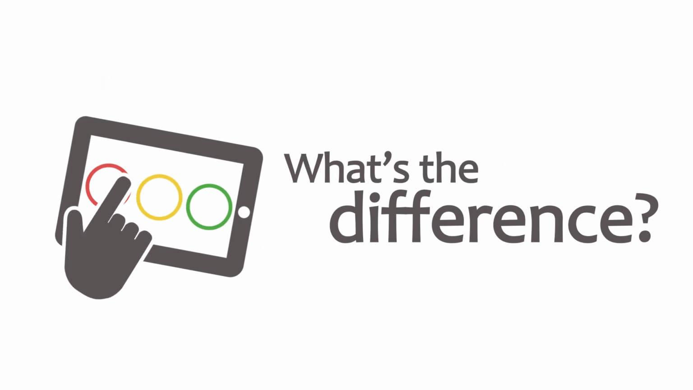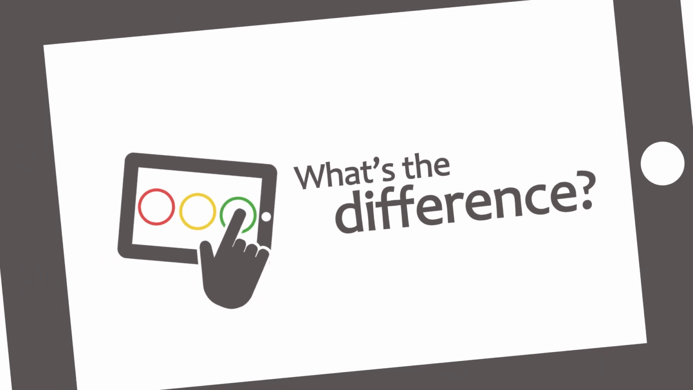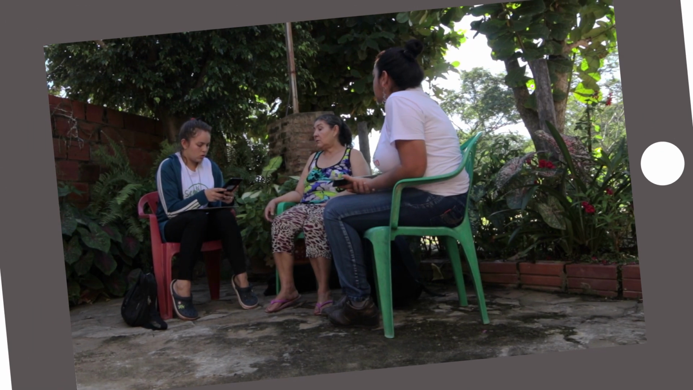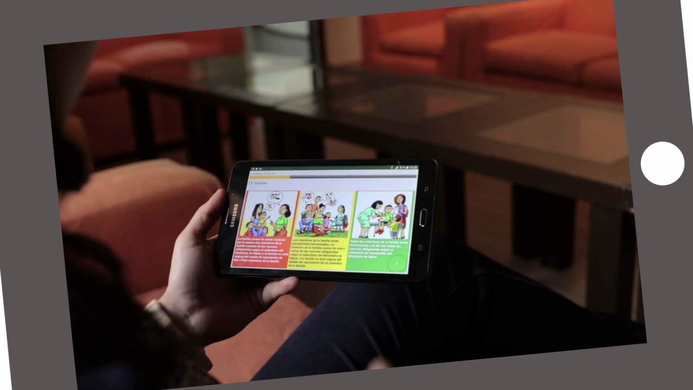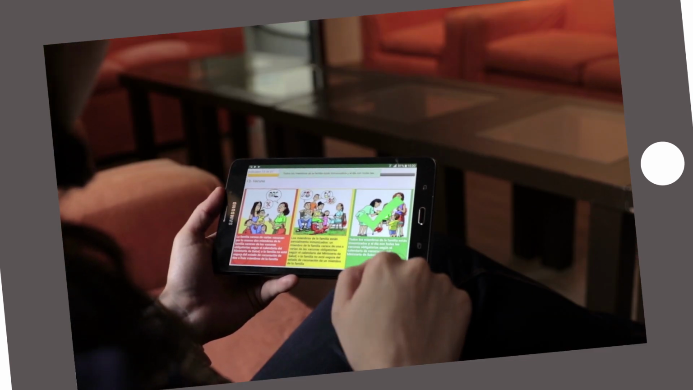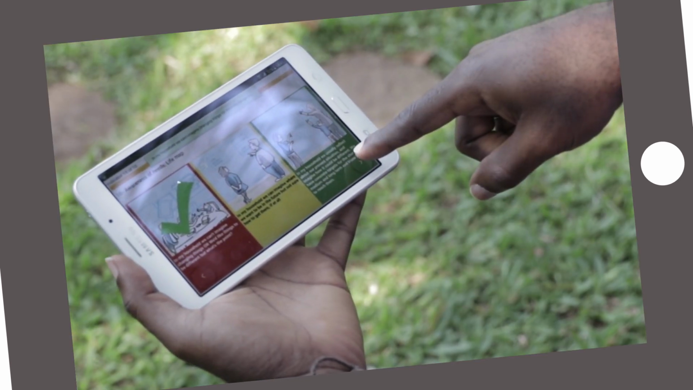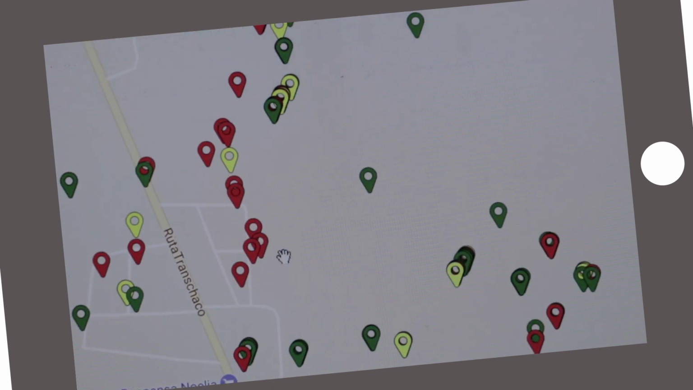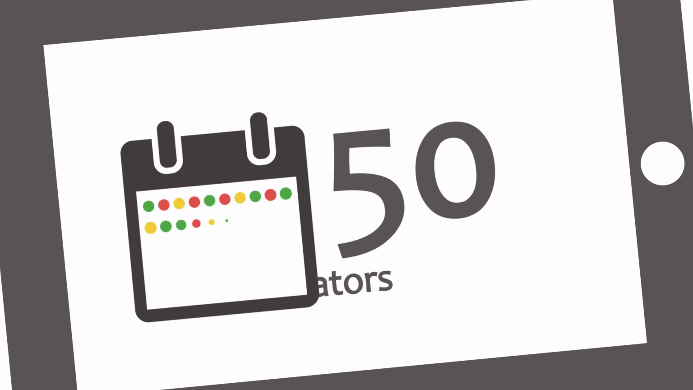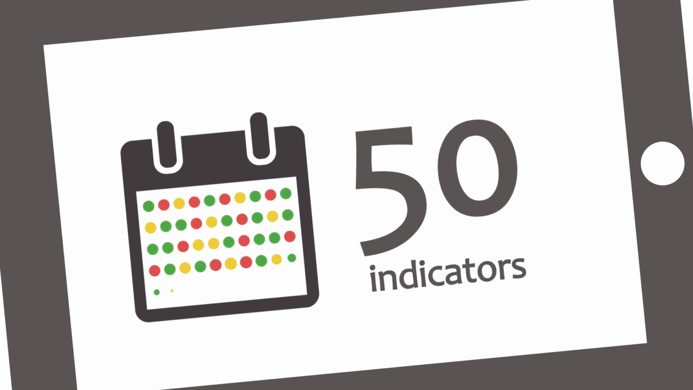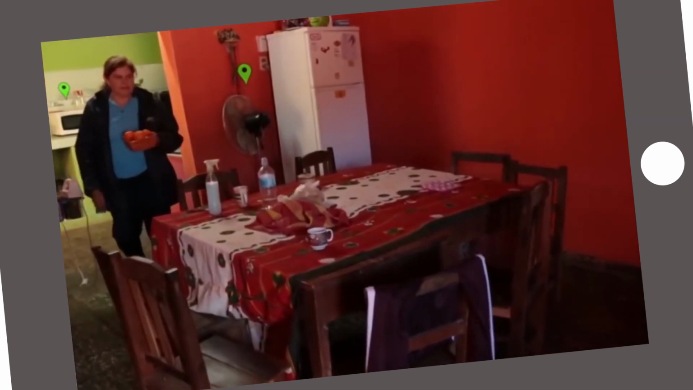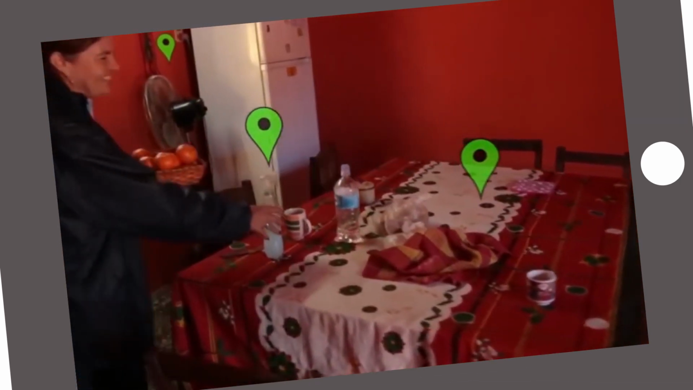So, what is the difference between the Poverty Stoplight and other surveys that address this issue of poverty? The Poverty Stoplight is not a conventional survey. It is a self-evaluation through which each family, through images and the use of tablets, computers, or cell phones, visualizes their current situation through 50 indicators that permit them to view the multiple dimensions of their poverty or lack of poverty like an x-ray. From that moment, people's realities change.